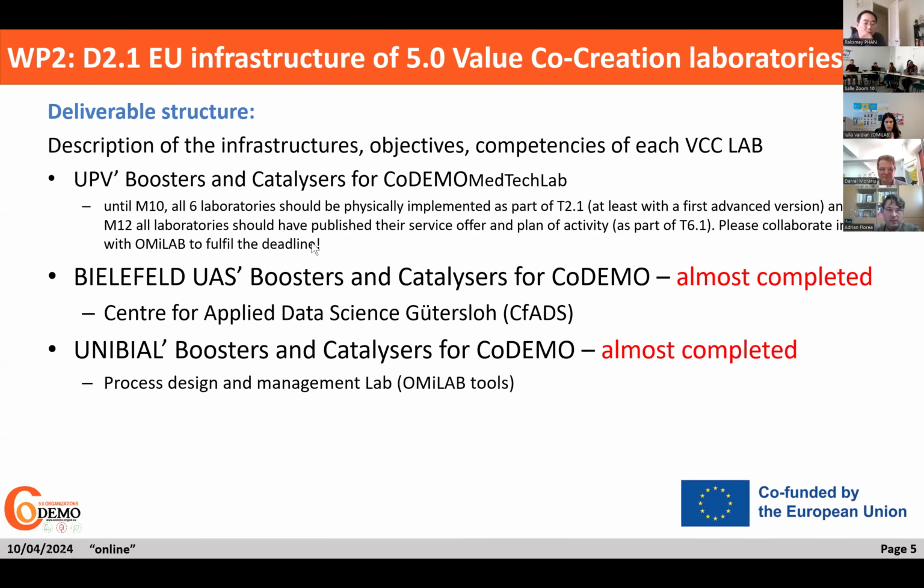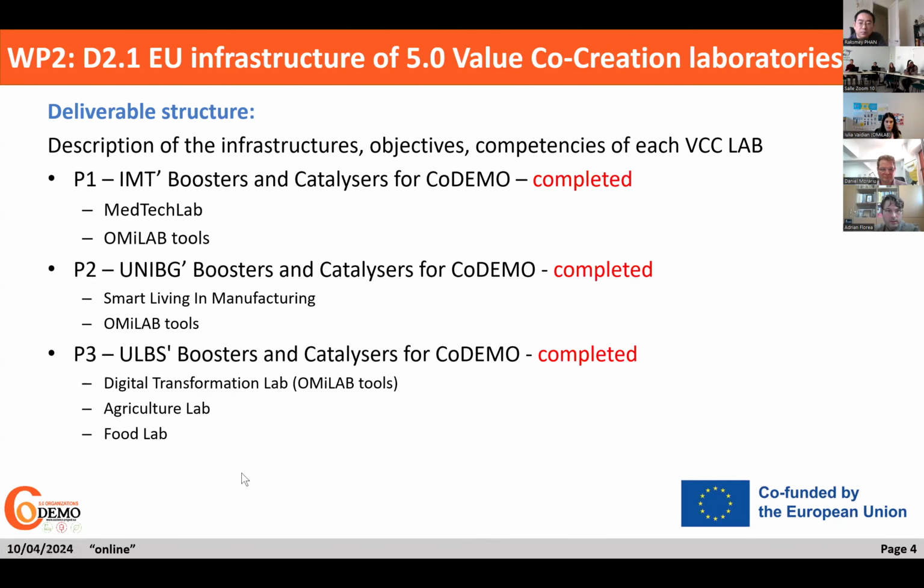So I think there is not so much of a problem, because we organized the deliverables such that we have the OmniLab in the center or in front of the laboratories, but every partner also has other labs, like smart living or medtech lab, or we also have a food lab or agriculture lab. So this is the status. Okay, good. Thank you very much.